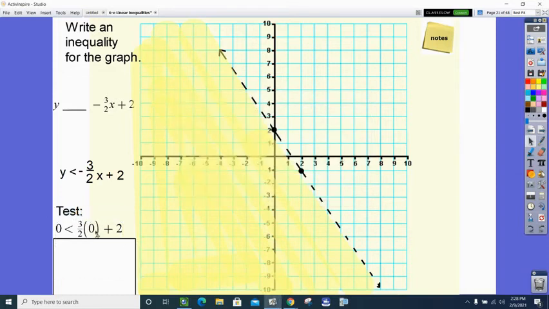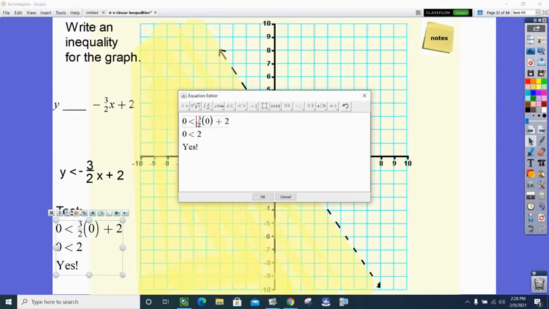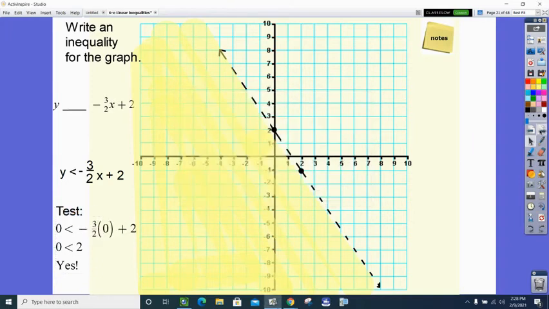There we go. When we multiply the negative 3/2 times 0, this will be 0 plus 2, and I end up with 0 is less than 2. That is true. My inequality was correct. If my inequality came out looking like 0 is greater than 2, I'd say, wait a minute, that's not true. I had the wrong inequality in there. So the only mistake, I think I just need a negative in there, right? Oh, there we go. Okay.